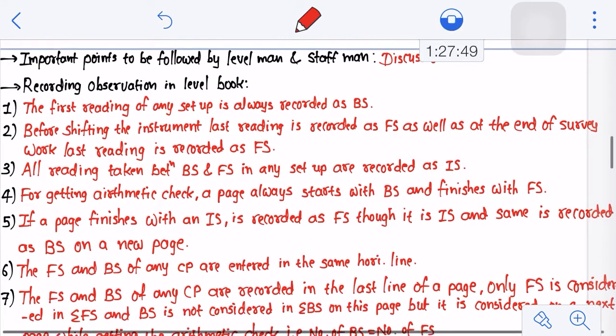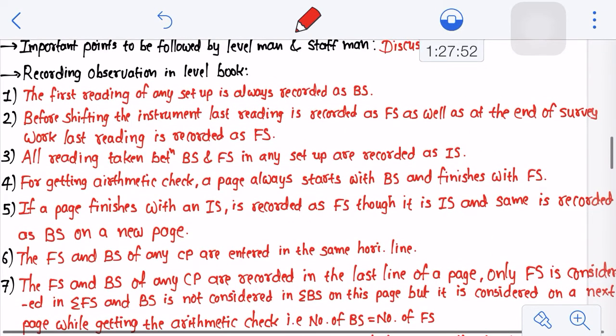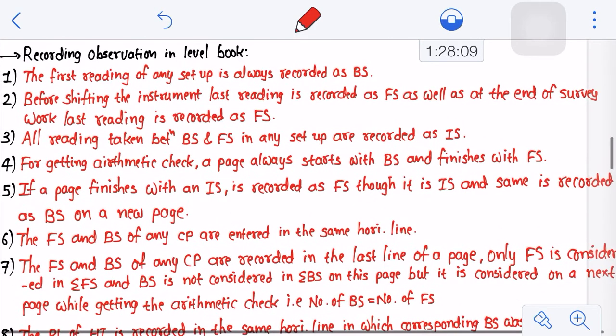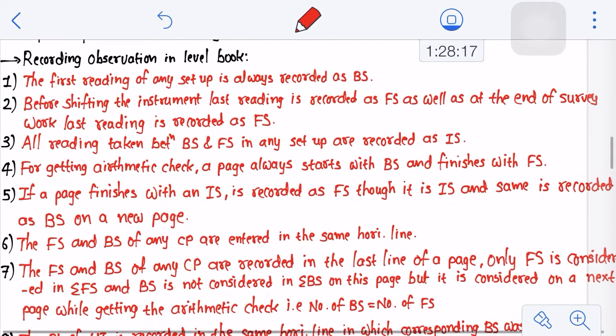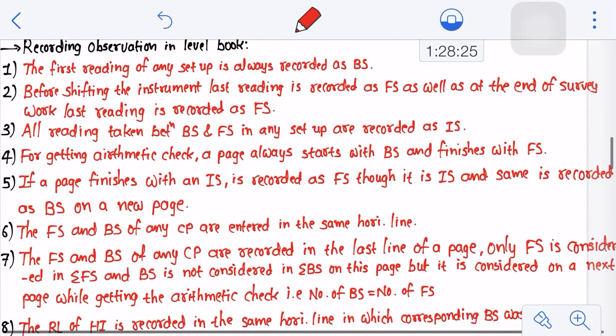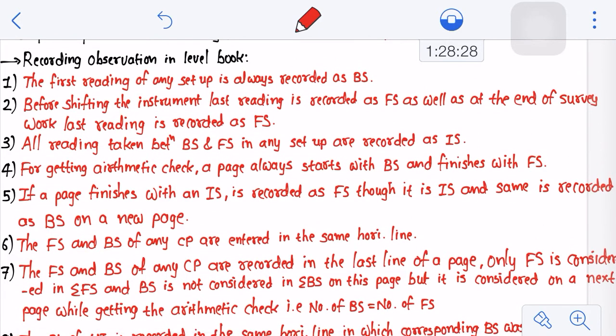Now we'll discuss the topic called recording observations in the level book, because whenever you take a reading or observation, it has to be recorded properly so that you can understand very properly how it has been written. Though I'm not going to read these observations for how to record them in the leveling book, you can pause the video and read these steps for recording your observations in a level book. I'll make you understand while discussing the example part, right? But let me discuss a few here.